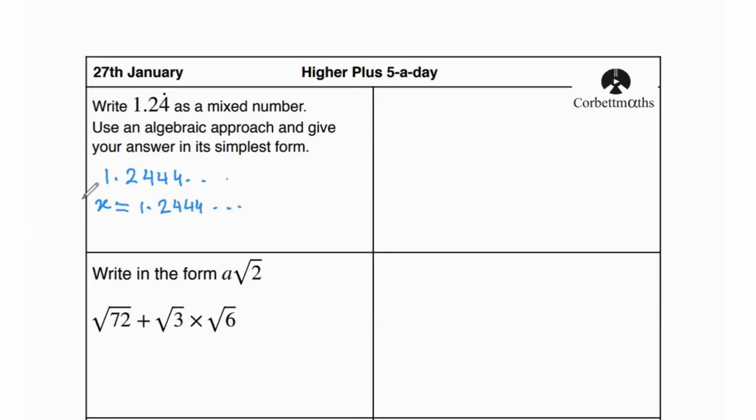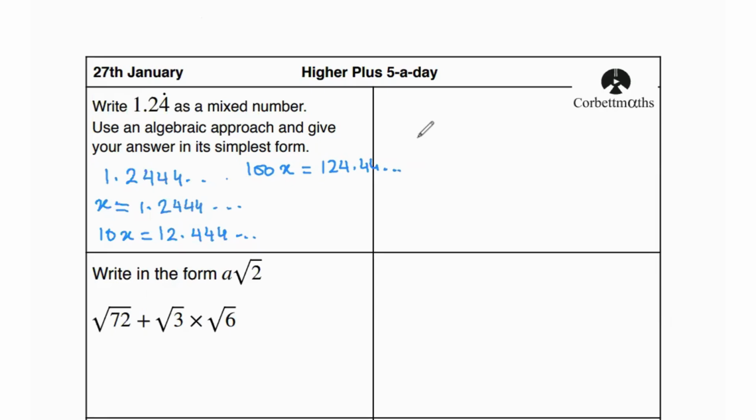And now if we multiply x with, let's say, 10, 10x would be 12.4 recurring. And next I would multiply x with 100. So 100x is 124.4 recurring. Now the reason why I multiplied x with 10 and then x with 100 is because I want to get rid of the numbers after the decimal, which is basically 4.